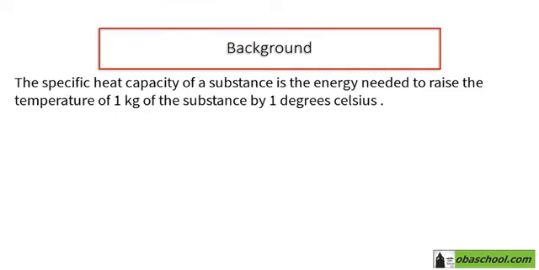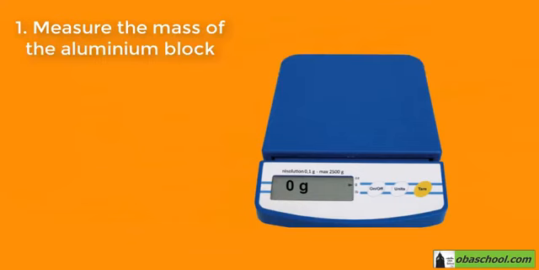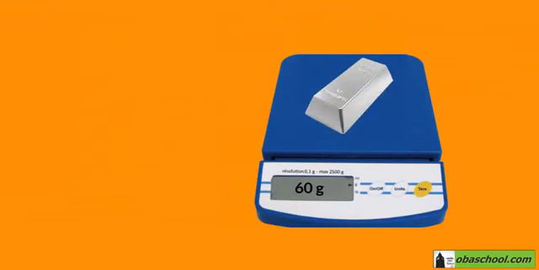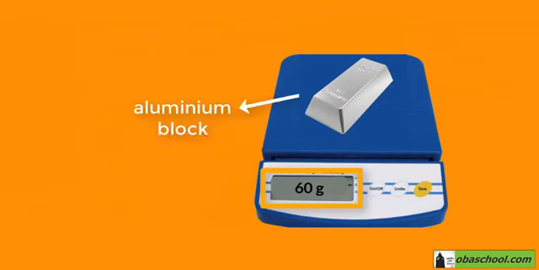Let's start with our experiment. We're going to heat a metal block of known mass. First of all, we're going to measure the mass of the aluminum block using a top-pan balance. Let's place it on the balance and read the result. The balance reads 60 grams as the mass of the aluminum block.